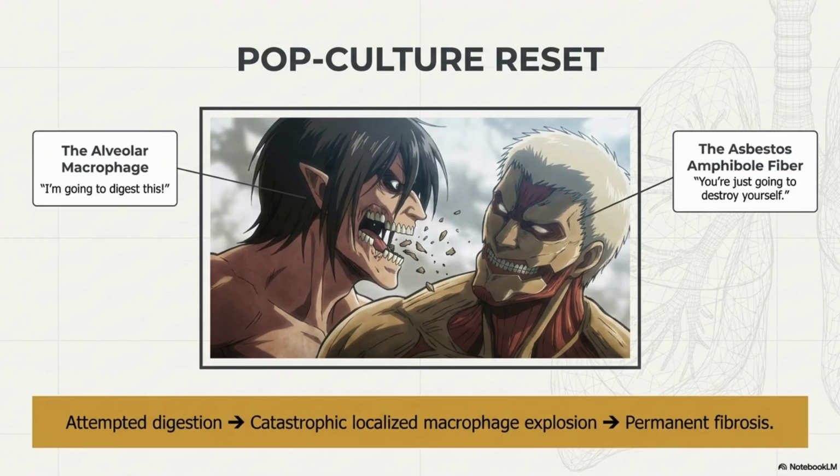To do a quick pop culture reset, imagine the alveolar macrophage confidently attempting to digest, but the asbestos amphibole fiber replies, "You're just going to destroy yourself." The attempted digestion directly leads to a catastrophic localized macrophage explosion, which causes permanent fibrosis.